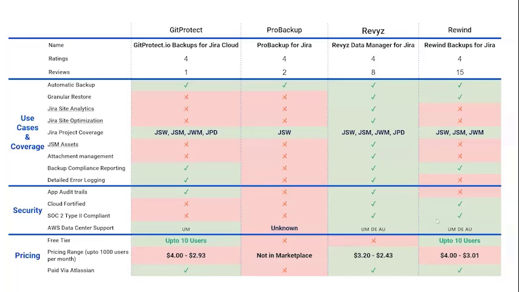In terms of Revise, they are offering the services from $2.43 to $3.2. When it comes to Rewind, they are offering the services from $3.01 to $4. Paid via Atlassian, yes, in Git Protect, but it's not there in Pro Backup. Revise is also paid via Atlassian, exactly the same with Rewind.